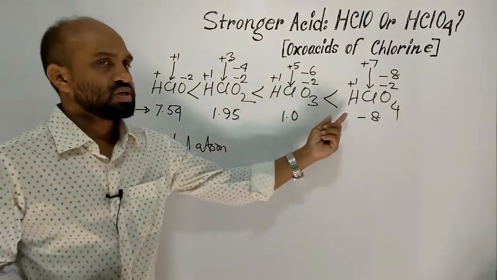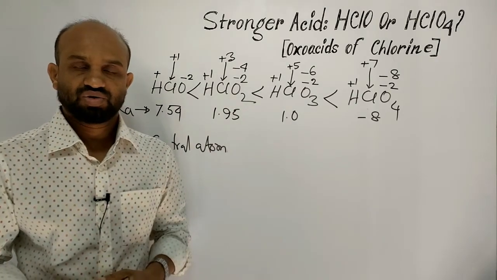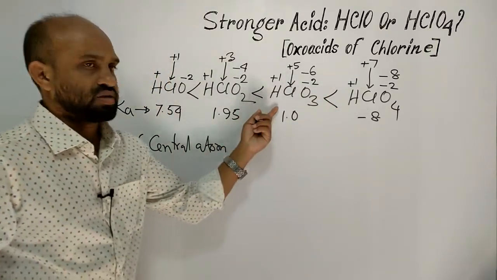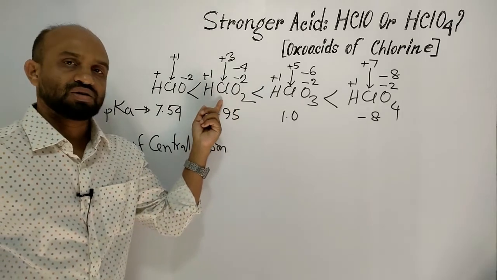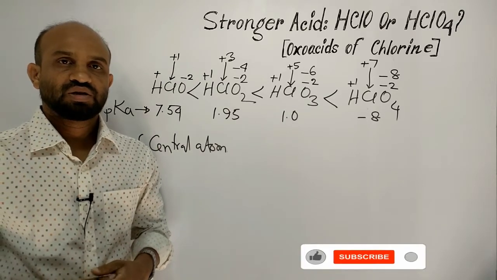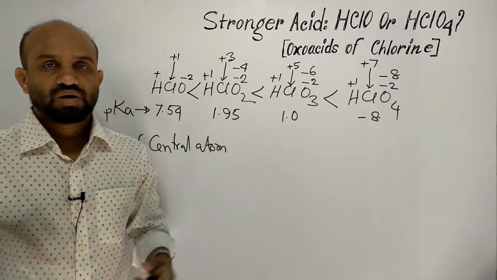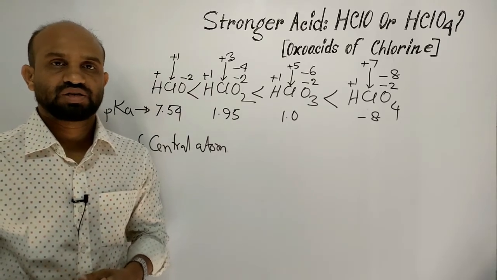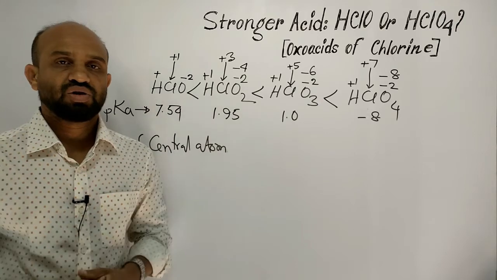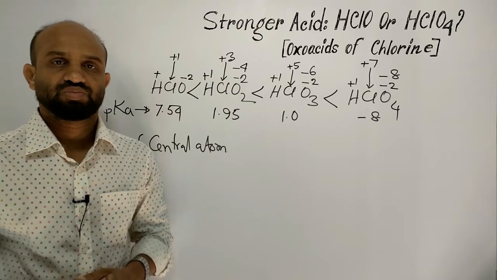As we know, the higher the oxidation number, the stronger the acid. So according to oxidation number, perchloric acid is stronger, then chloric acid, then chlorous acid, and finally hypochlorous acid. That is, perchloric acid is strongest and hypochlorous acid is weakest. Now let's see how the oxidation number affects the strength of acids, which is obtained if we draw the structural formulae of these compounds.